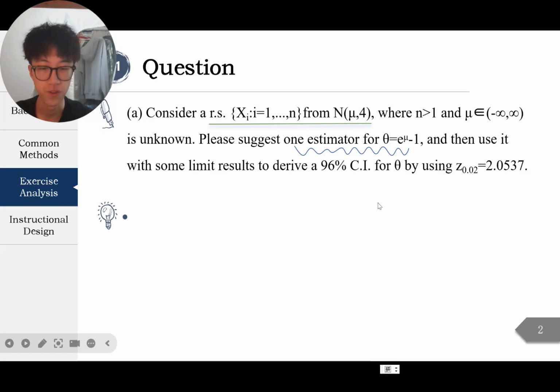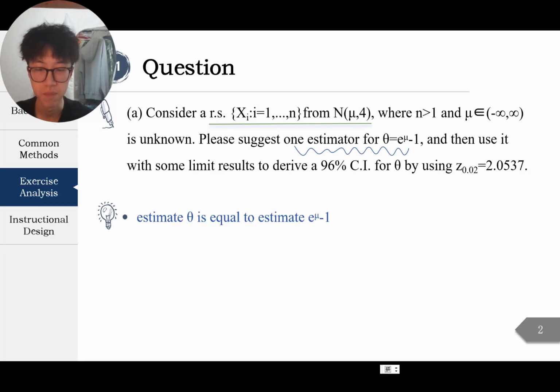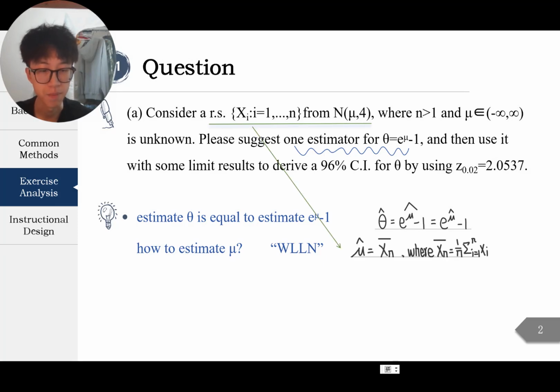First, we need to find the estimator of theta. Estimating theta is the same as estimating e to the power of mu minus 1. And since there is only one unknown parameter mu, we only need to estimate mu. So how do we estimate mu? Here, we can use the weak law of large numbers and think of the sample mean as an estimate of the population mean. And then we can get an estimator for theta.